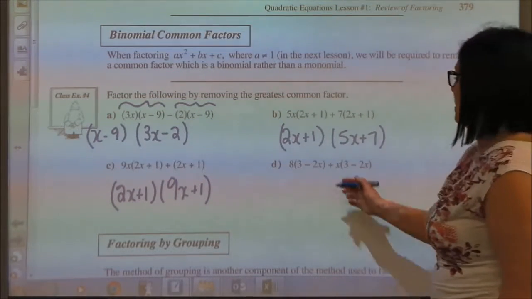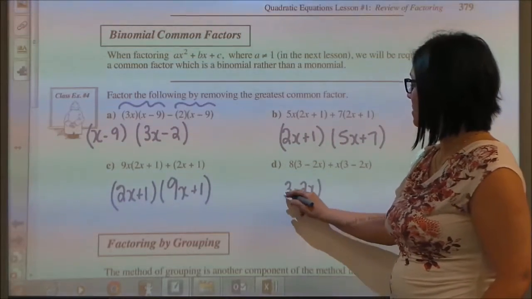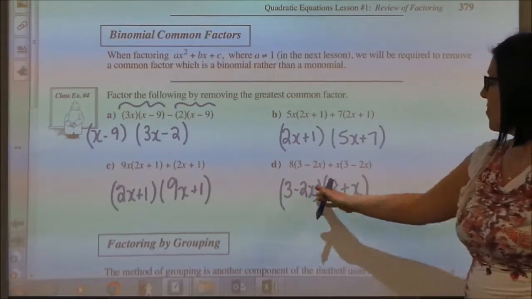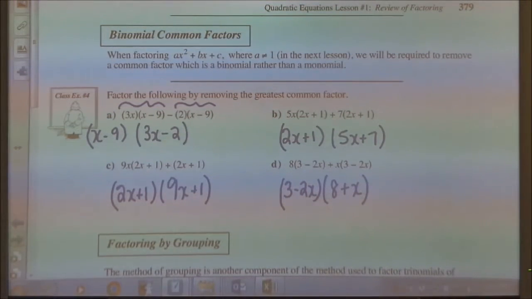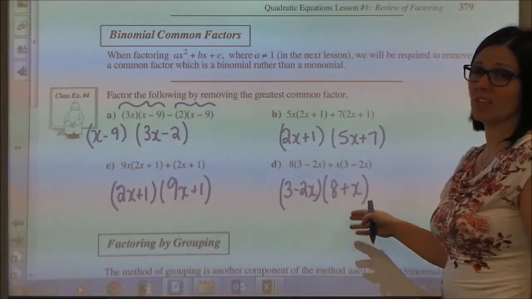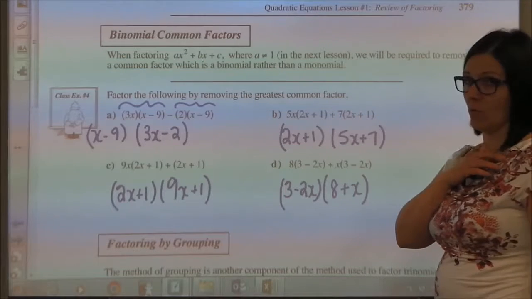In D, 3 minus 2x is common to each, so I factor it out, and I'm left with 8 plus x. This is kind of written the reverse of how we usually see things. We usually see an x and then a number, and a lot of times it's okay to just leave it like this. If it's given to us in this ascending order, we can leave it in ascending order.